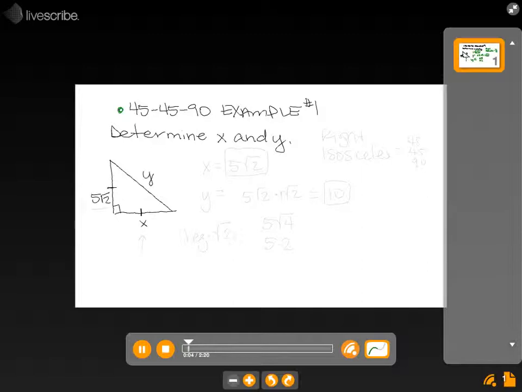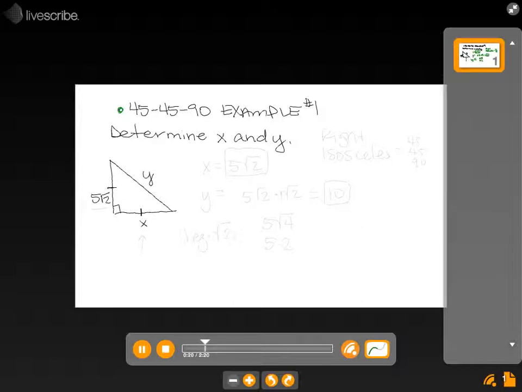Alright, this is an example of a 45, 45, 90 triangle, and it says to determine what x and y are. Now, it tells us that it's a 45, 45, 90 triangle, no label to the problem, but let's talk about how we know if we're just given the picture.